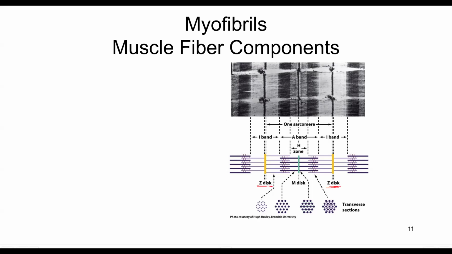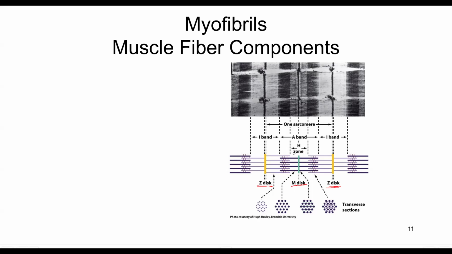Now, within a sarcomere, you have three major components. And I'm going to dissect each one of these in just a little while, because each one is composed of actin and myosin filaments, and where they overlap or not. The bookends or the fences of a sarcomere are the Z discs, and the midpoint of a sarcomere is known as an M disc.